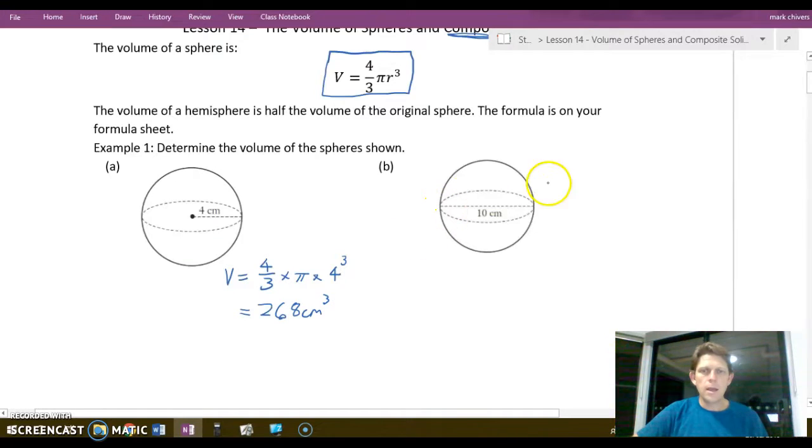And there we go. Okay, so for the second one, there's a slight little trick in there, and that is the diameter, not the radius. So we need to know we've got to halve that when we put that into our formula. So our formula for volume is 4/3 of pi r cubed.